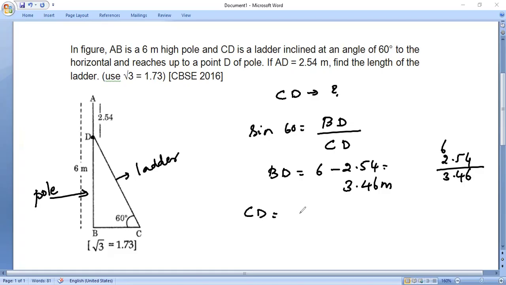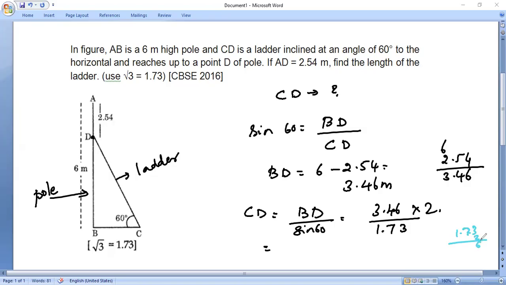We are asked to find CD, which is BD by sin 60, which is equal to 3.46 by sin 60, which is √3 by 2. √3 they have asked us to take 1.73, right? So the 2 will come up here. So there's a relationship between 1.73 and 3.46. It is 2. Yeah, perfect. So we get the answer as 2 into 2, 4 meter. So the ladder length is 4 meter. Okay. It's an easy question, because you can score a good mark here.